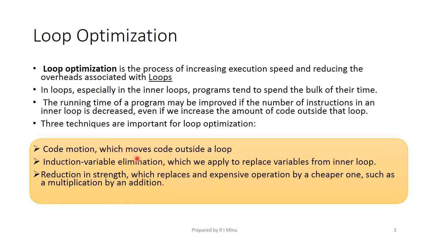Code motion, which moves the code outside a loop, or induction variable elimination, which we apply by replacing a variable from the inner loop, and reduction in strength. Reduction in strength is that, instead of using x square, we will be using x into x. Likewise, replacing an expensive operator with a cheap one. So using these kinds of operations, the loop can be optimized.